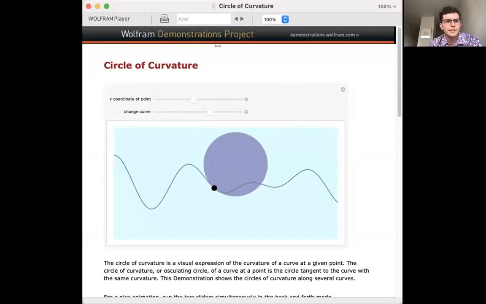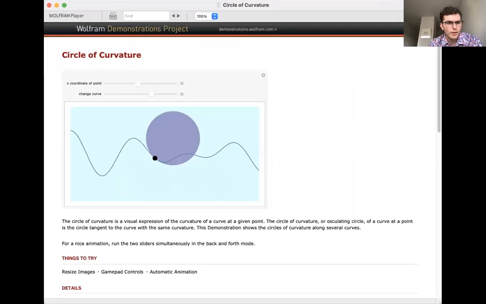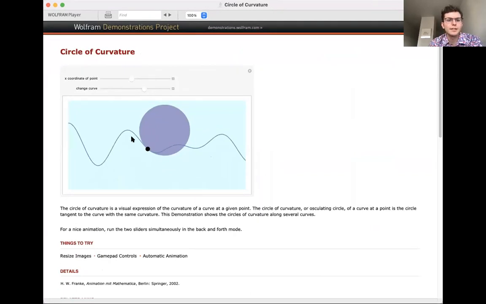Can everyone see this Wolfram player thing called circle of curvature? Good. So that's the idea. You see there's this curve, and this actually looks very similar to what I was doing here. Let's start here. There's this point on the curve, and there's a circle, and there's a precise definition for how this is found, but it's the circle which is closest to the curve at that point.